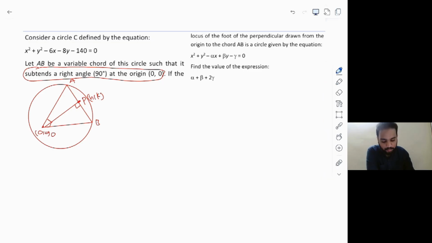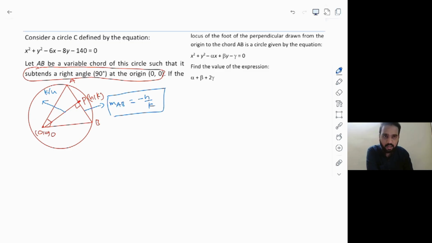For that, what we need to observe is that I can get the slope of AB, because I can calculate the slope of OP first. What is the slope of OP directly? It is (k minus 0) divided by (h minus 0), that is k by h. If k by h is the slope of OP, since OP is perpendicular to AB, we have the slope of AB equal to minus h by k.